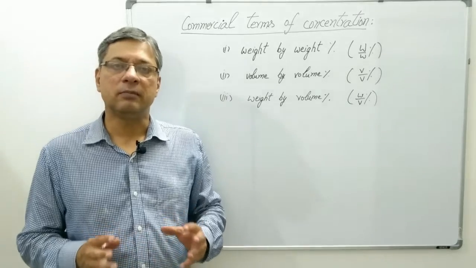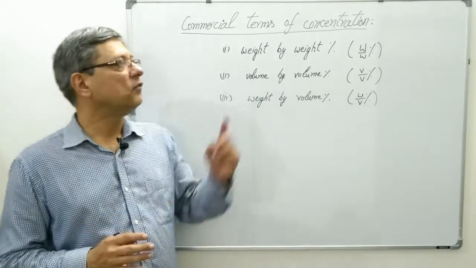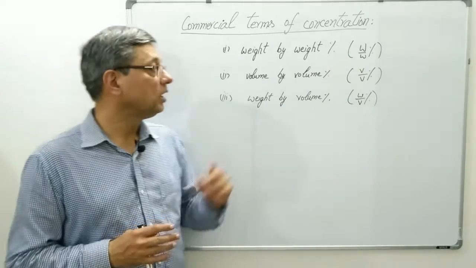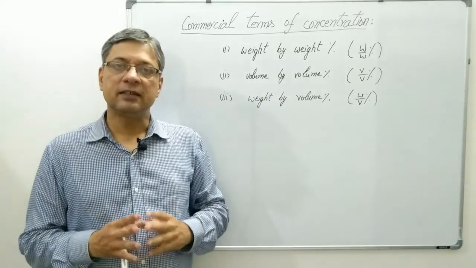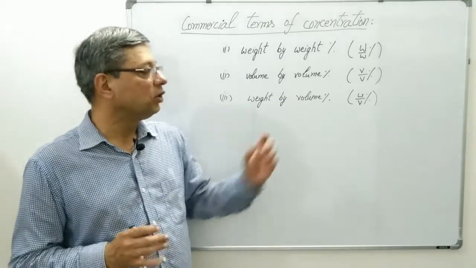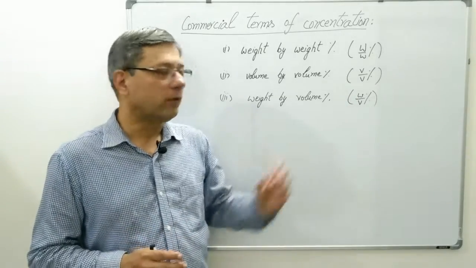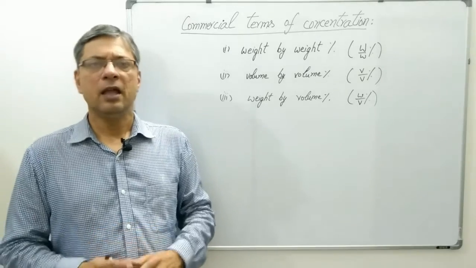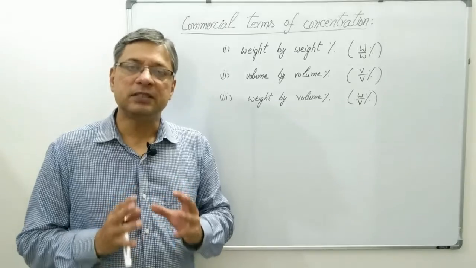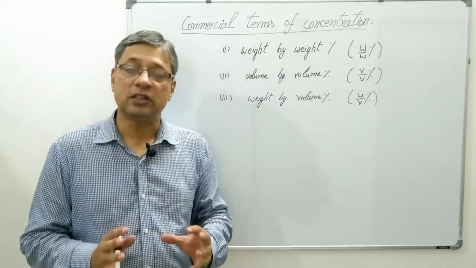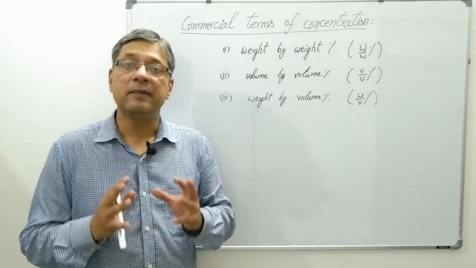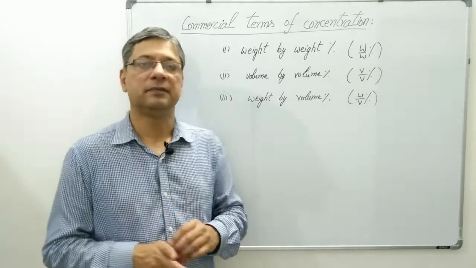The commercial terms of concentration are weight by weight percent, denoted by W/W, volume by volume percent, denoted by V/V, and weight by volume percent, denoted by W/V percent. In case of very dilute solutions, two other terms are used in commercial products. They are parts per million and parts per billion.